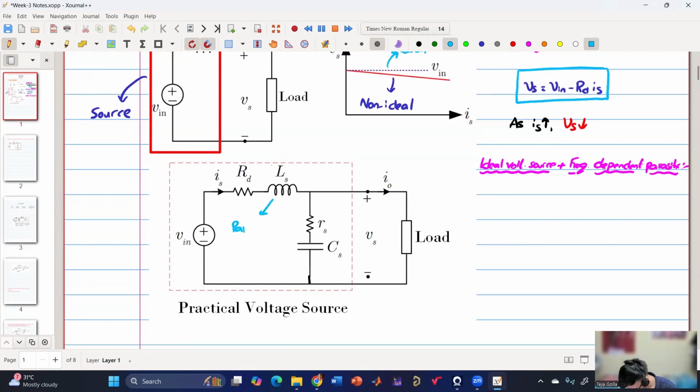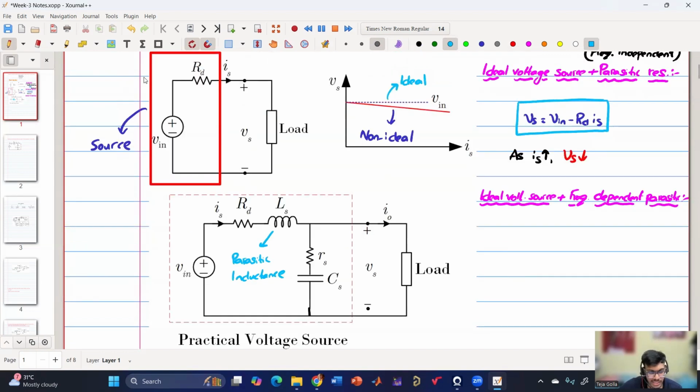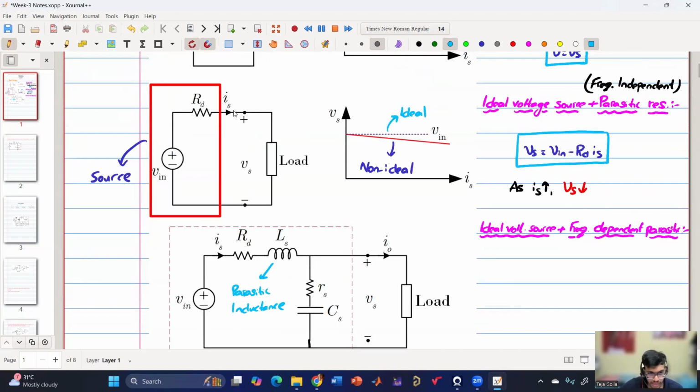So this is the parasitic inductance. Similarly, we have capacitance. It will also have some parasitic resistance. So now what happens is, in this case, say the load current is fixed, right? And then if the load current is fixed, then the voltage is fixed.